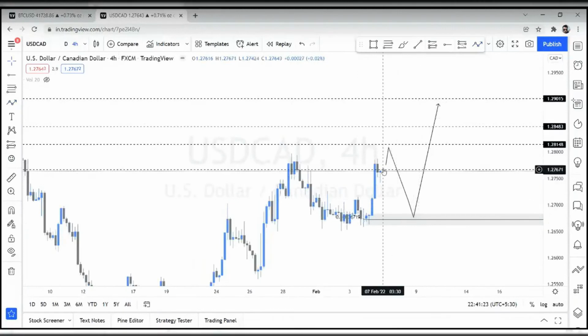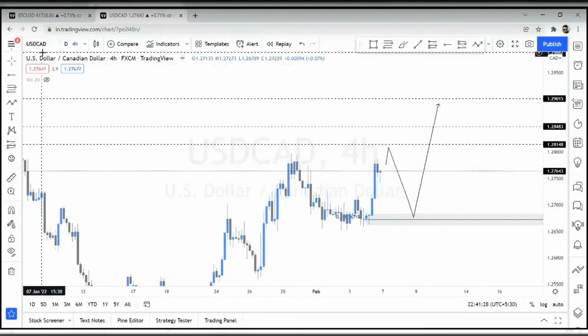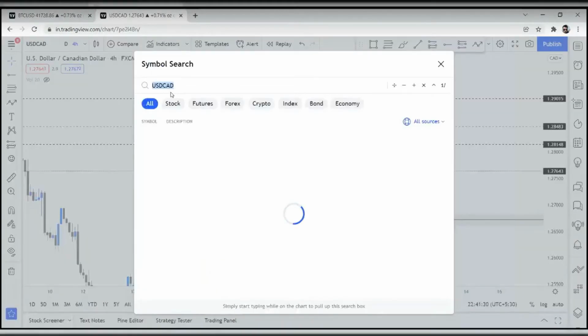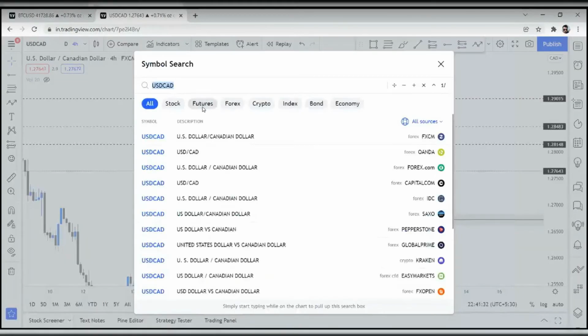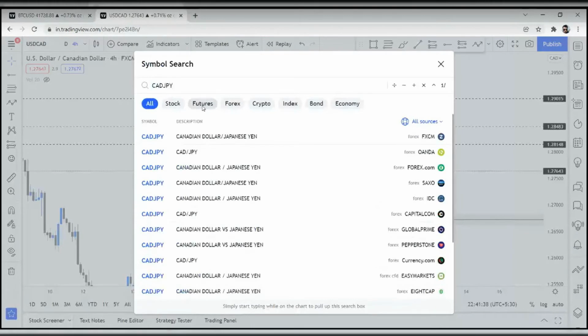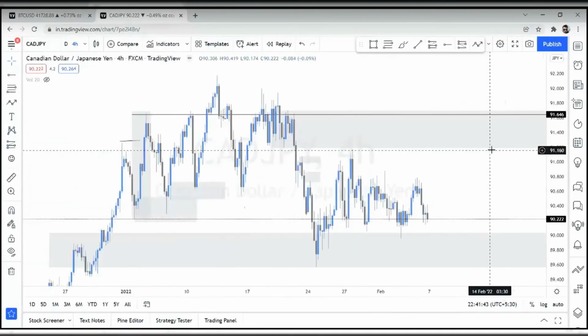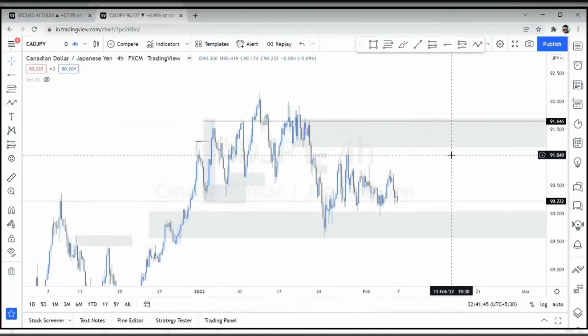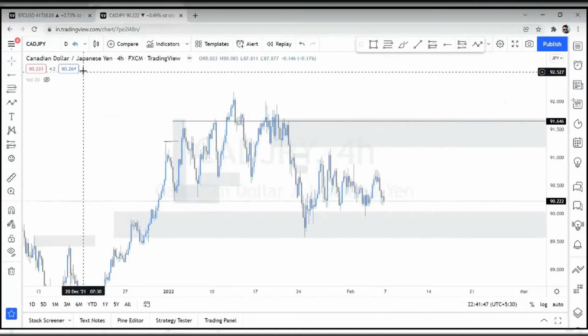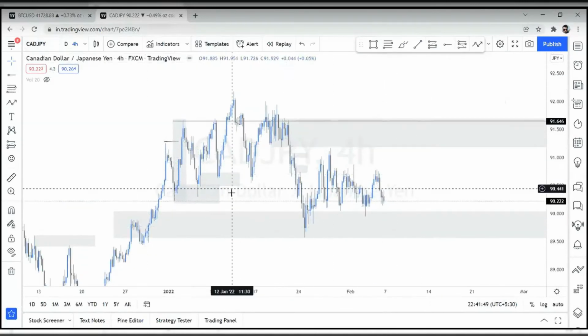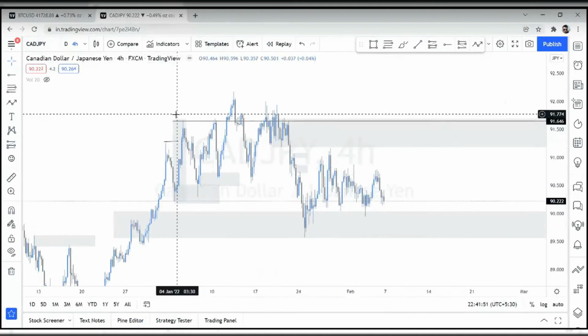All right, so let's look at some of our JPY pairs. Okay, maybe CAD JPY. Look at this. Cool. Okay, I have not looked at JPY for quite a very long time right now. And what do we have here?